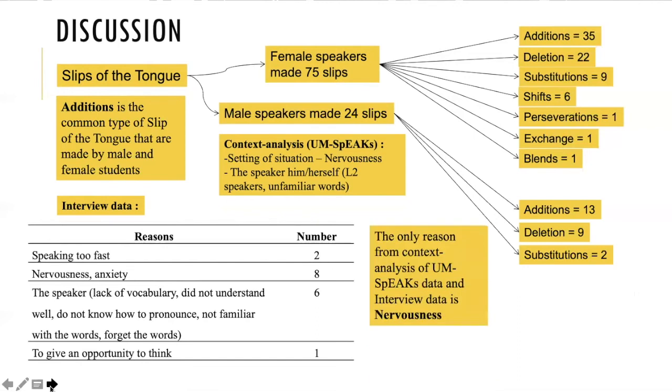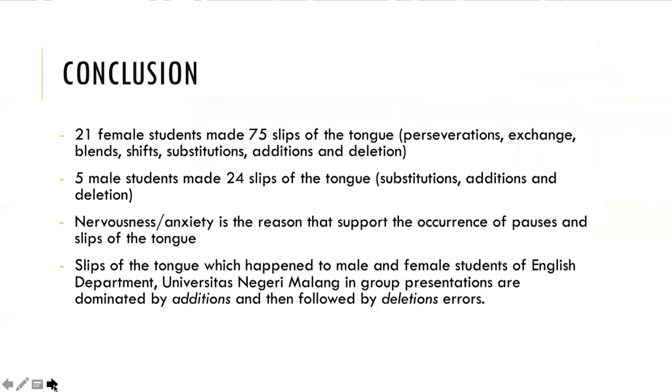Next. The only reason from context analysis of UM-SpEAKs data and interview data is nervousness. So it means that nervousness is the main reason, the same reason between interview data and also the context analysis that we took from UM-SpEAKs data. And the next is the conclusion.